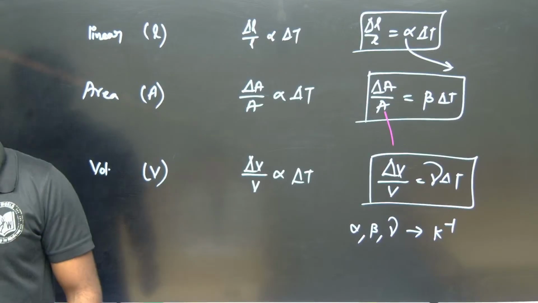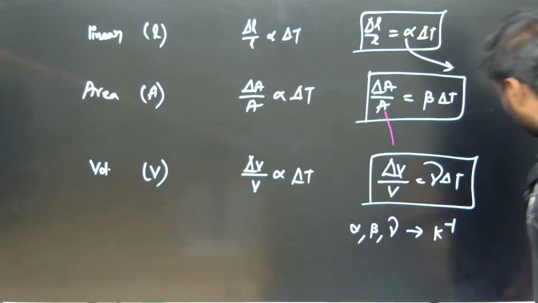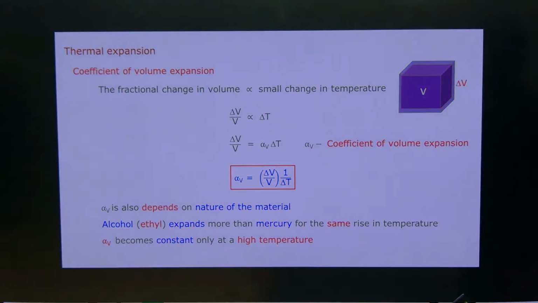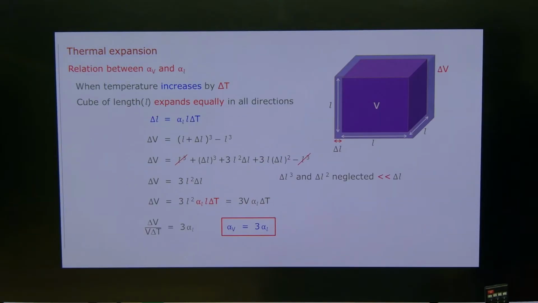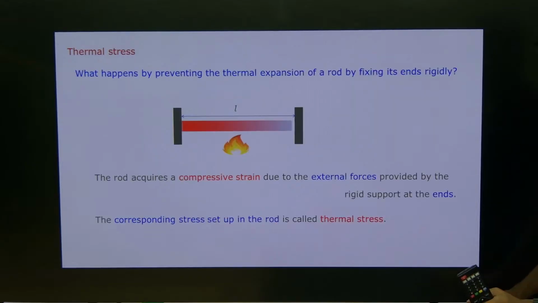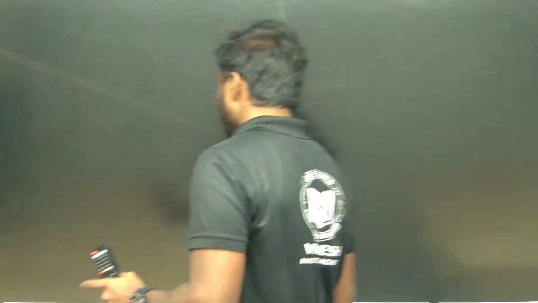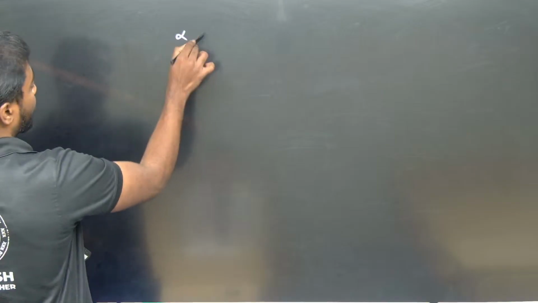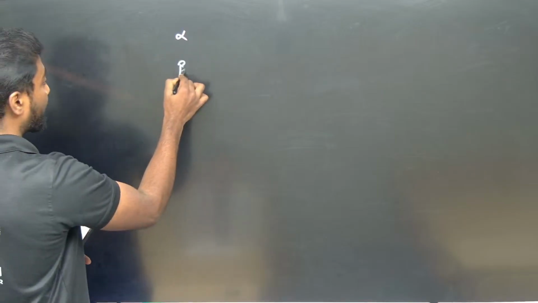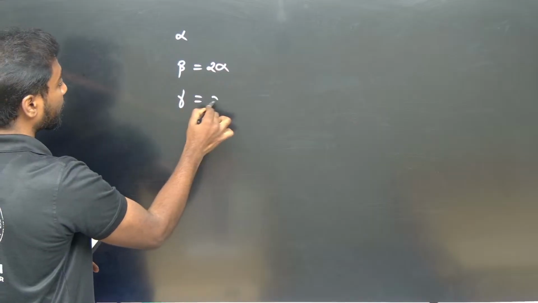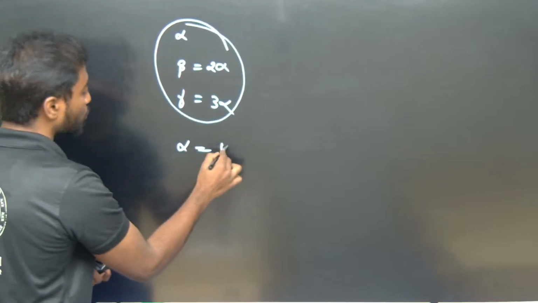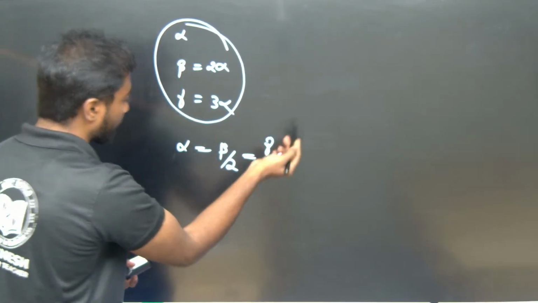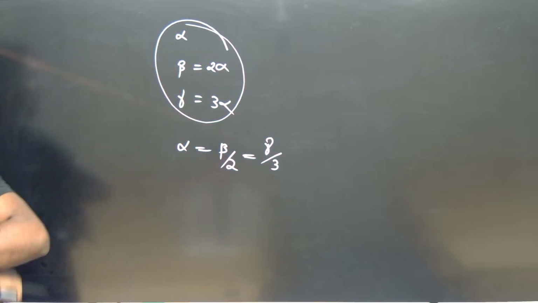Done? Okay. So the coefficients of volume expansion and areal expansion, we have got everything right now. And I'll give a relation here, the relation between alpha, beta and gamma. Alpha I'll keep as it is. But what about beta? Beta is nothing but 2 alpha. Gamma is 3 alpha. This is the relation we will write, which is nothing but alpha equals beta by 2 equals gamma by 3. Write it. This is a relation.